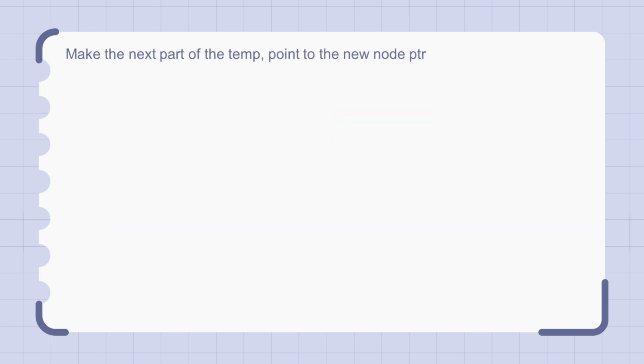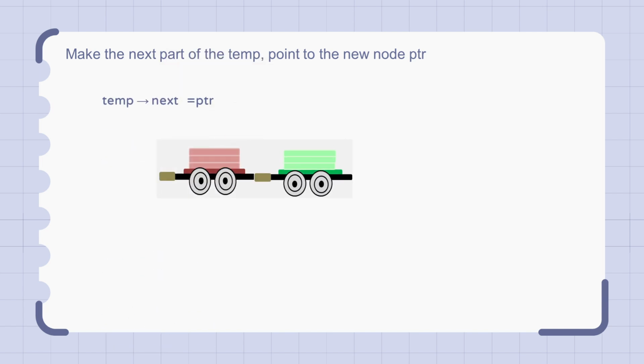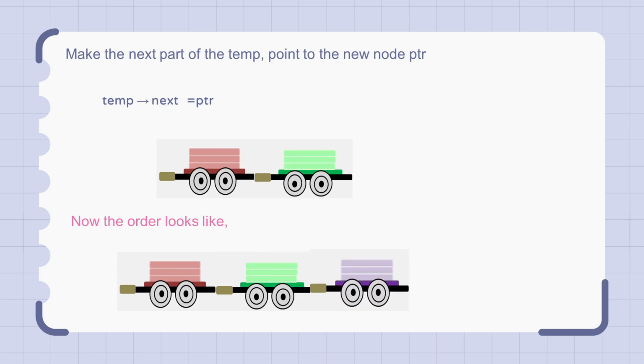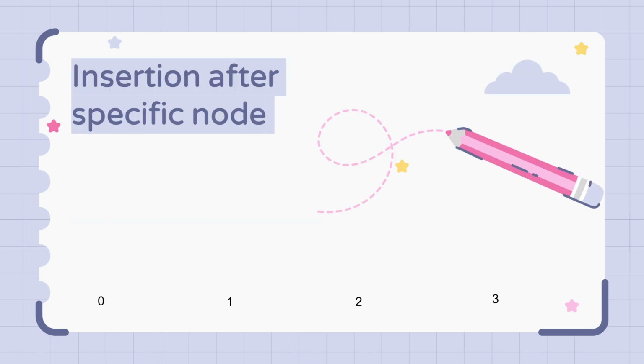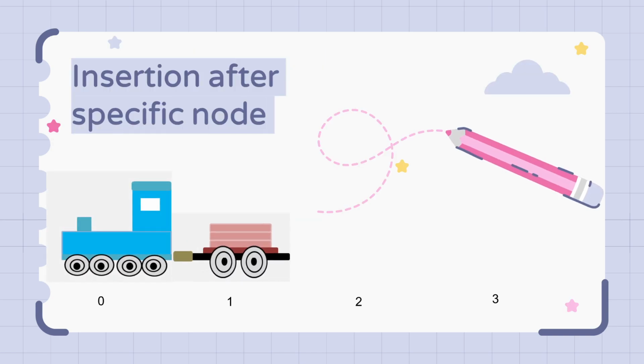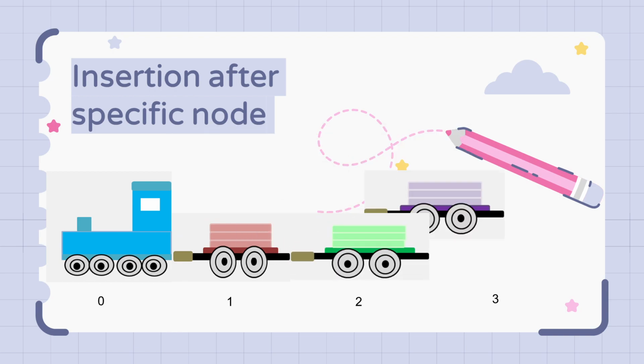Make the next part of temp point to the new node PTR. After execution of the above code snippets, the order looks like this. Hence, the new node has been successfully inserted after position 1.